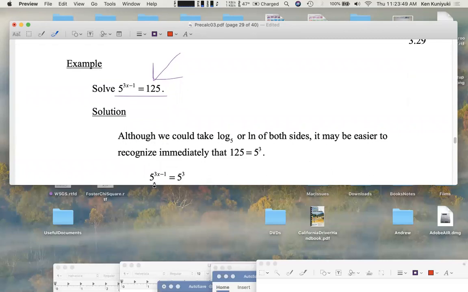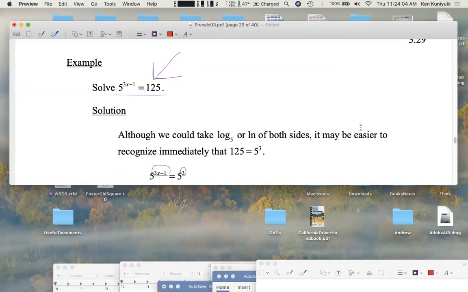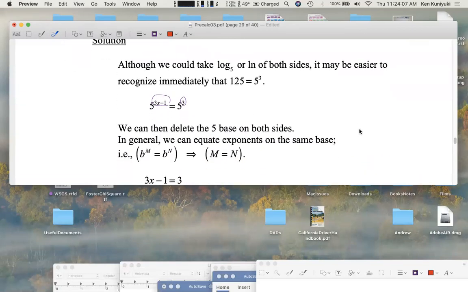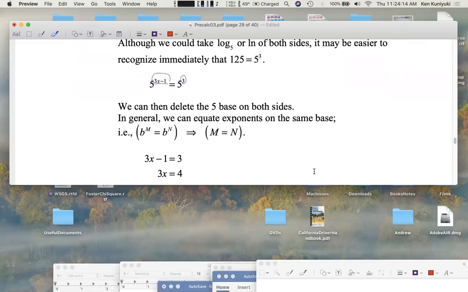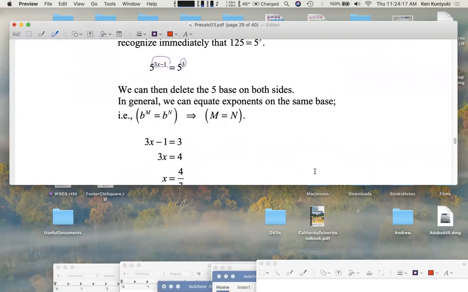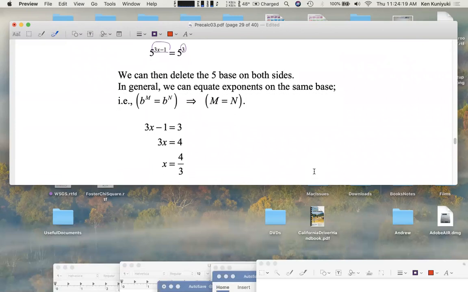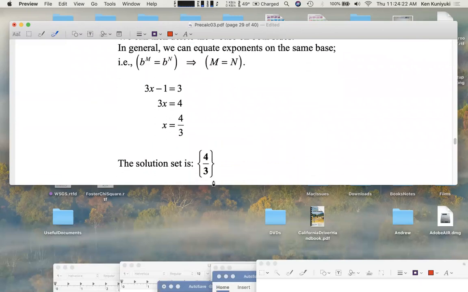Okay, and look what we have here. 5 to the 3x minus 1 equals 5 to the third. By the one-to-one properties, we can equate these exponents. We have powers of the same base on both sides. We can equate the exponents, and we get a simple linear equation. 3x minus 1 equals 3. Add 1 to both sides, divide by 3, and we get x equals 4/3. And that's our solution set, the set consisting of 4/3.